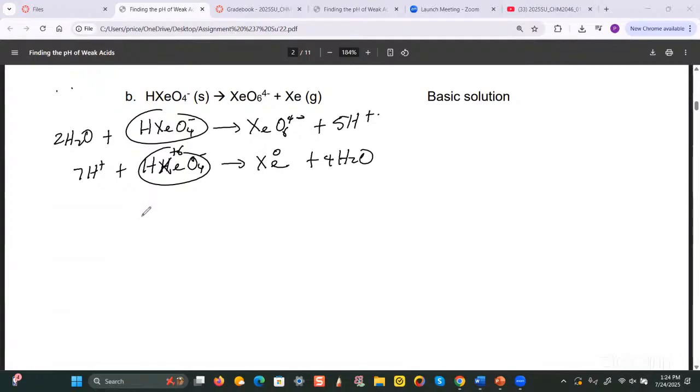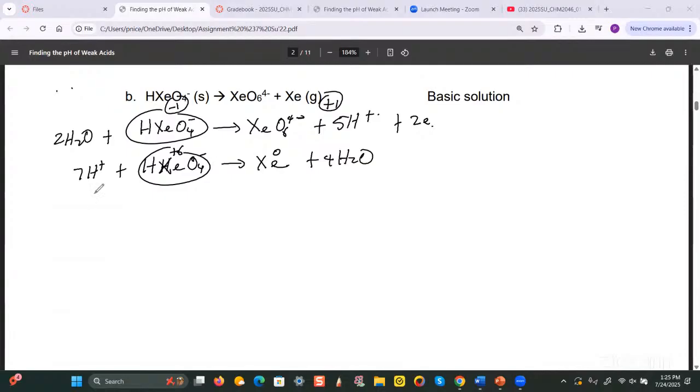Next step, we have to balance the charges. How many charges total for the first half equation? How many charges total do we have on the left? -1. How many total do we have on the right? +1. So to which side would you add electrons and how many electrons would you add? Add 2 electrons on the right. Remember, you add electrons to the side with the net higher charge.